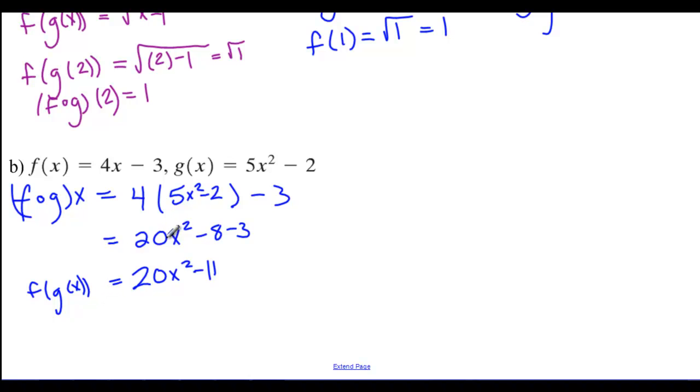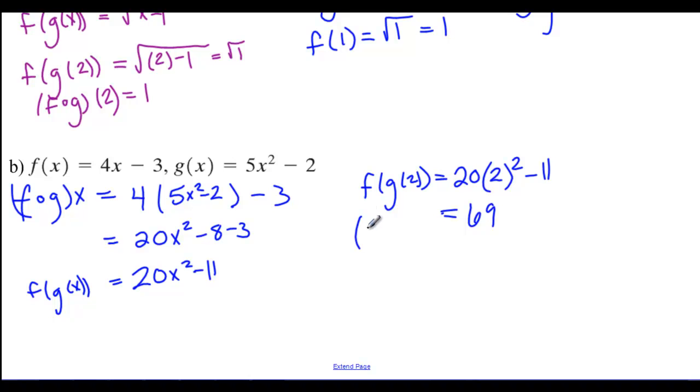And then we need to do f of g of 2. So f of g of 2, we can do either way, but because we've already done the hard work doing the composition of functions, we're going to plug in the 2 here. So this is going to be 20 times 2 squared minus 11. So the 2 squared is going to be 4. 4 times 20 will give us 80. 80 minus 11 is going to give us 69. So f of g of 2 equals 69.